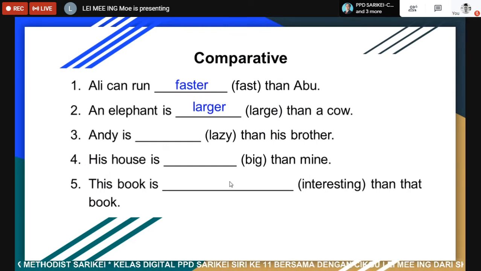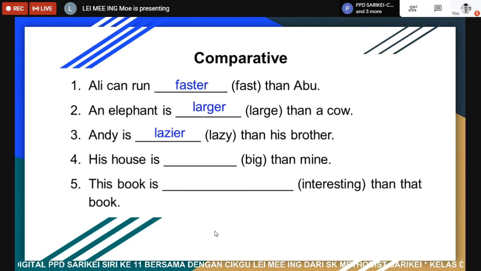Number 3, Andy is then his brother. So the given adjective here is lazy. Can you please type down your answer for question number 3? Alright, some of you typed lazier. Yes, the answer is lazier. Well done. So then over here, comparative. You have Y as the last letter here. You drop the Y and then you plus IER. Good.